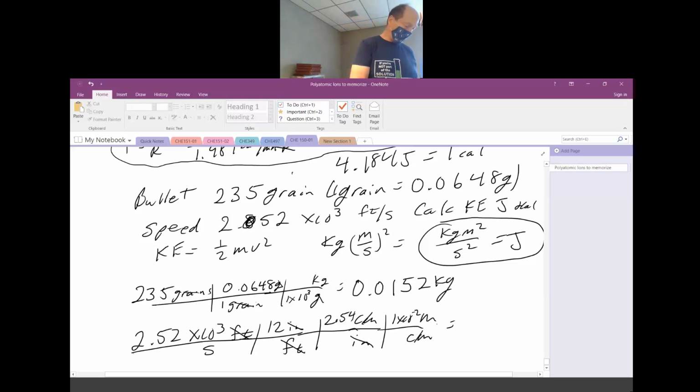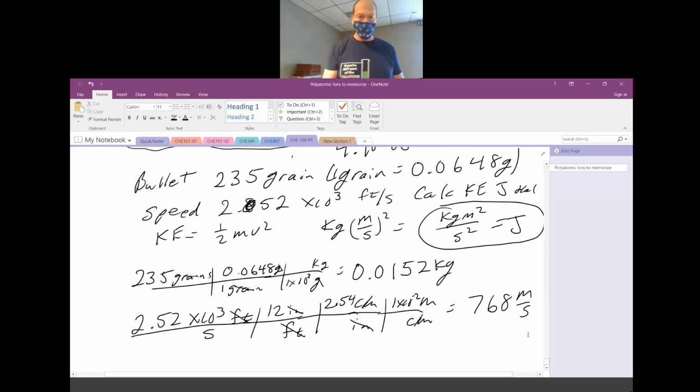So you take your 2.52 times 10 to the third times 12 times 2.54 times 1 times 10 to the minus 2, and you get 768 to 3 sig figs meters per second. All right, so now you just plug those things into the equation.